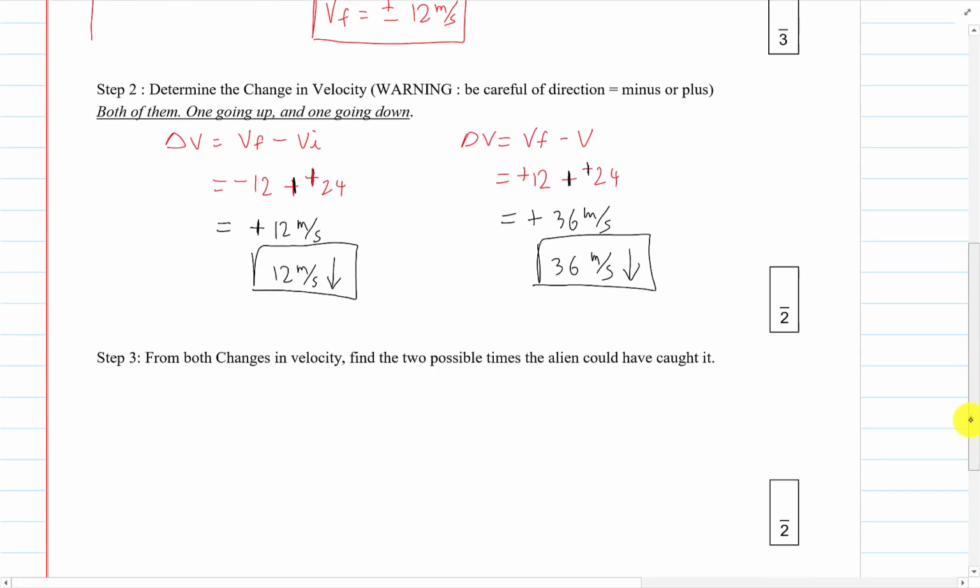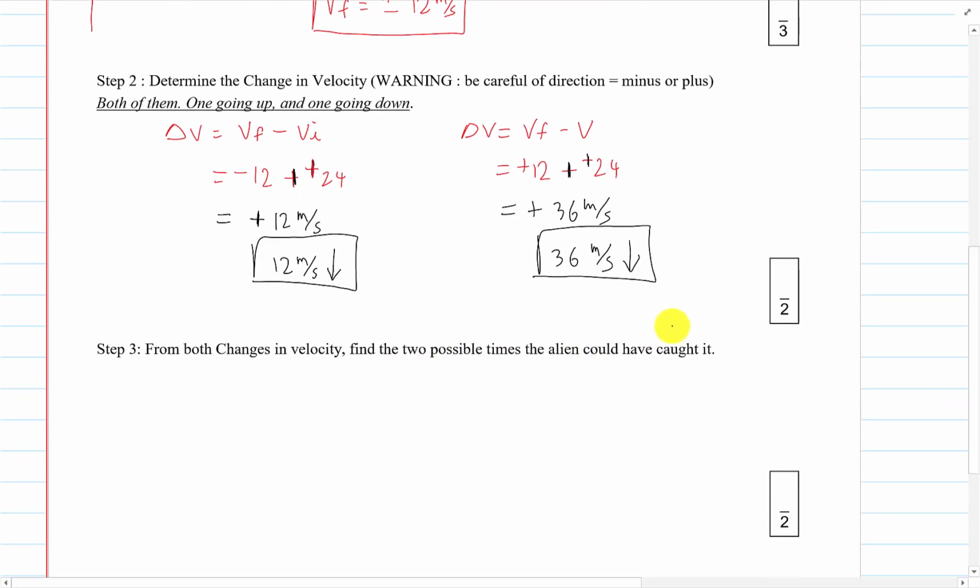And last but not least, from both changes, find the time. So time is equal to the change in velocity over acceleration. That comes from this formula. So 12 over 4.8, or t here is going to equal 36 over 4.8. And this is equal to 2.5. And this is going to equal 7.5 seconds.